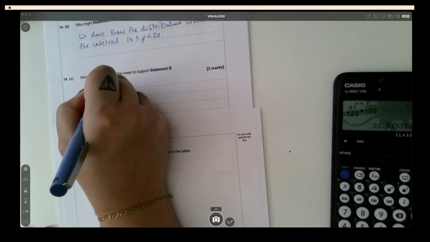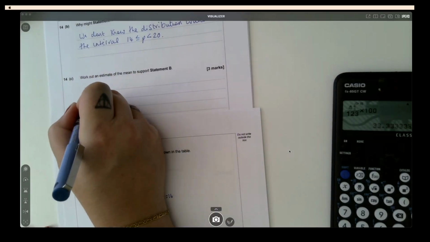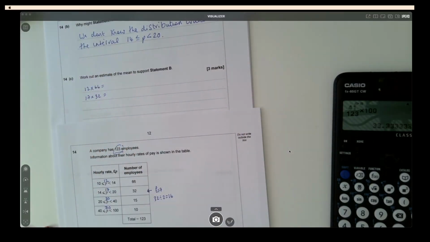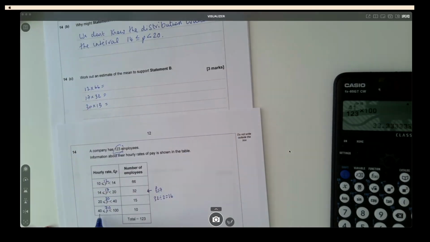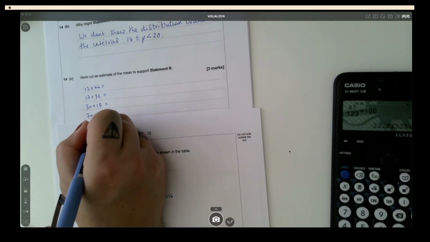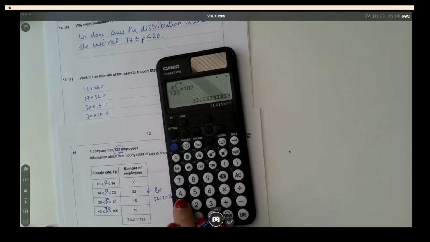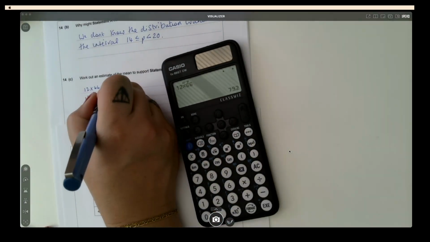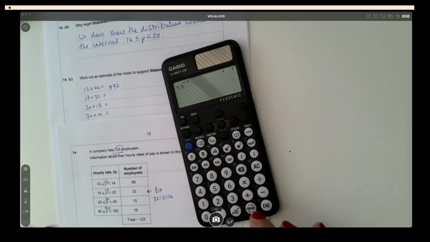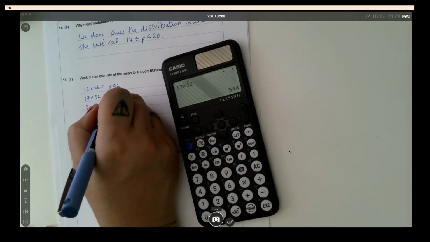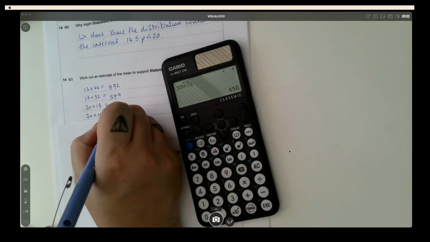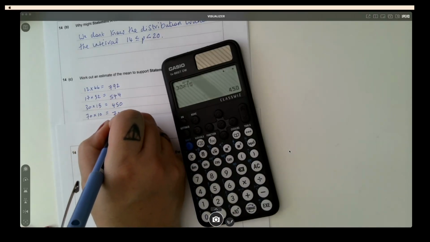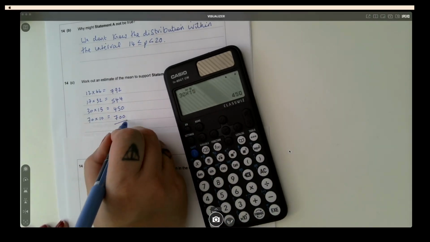So we're going to have 12 times 66, 17 times 32. We can do this because it's an estimate. 30 times 15, and then 70 times 10. So let's do that to start off with. 12 times 66. 17 times 32. 30 times 15. And then 70 times 10. So let's find the total of those.